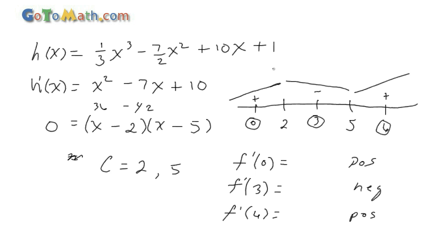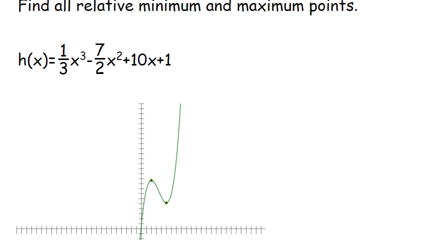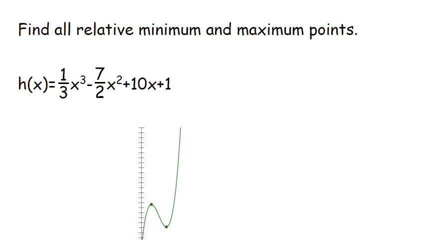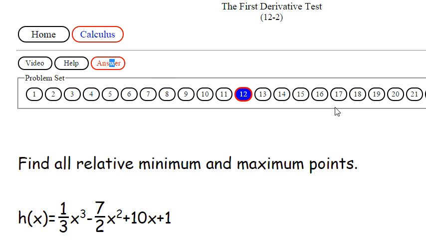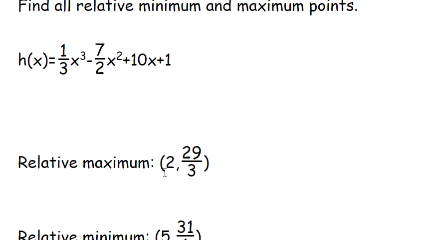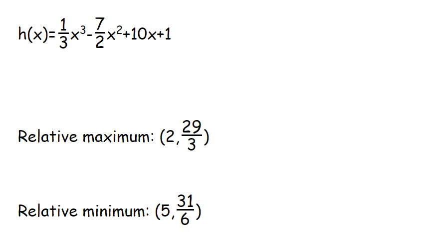So a max is going to occur here, and then a relative minimum will occur here. Of course, to get that you just plug 2 into the function and then plug 5 into the function. But we've got to save some time here, so let's click the answer there. It was 2 at 29 over 3, and 5 at 31 over 6.